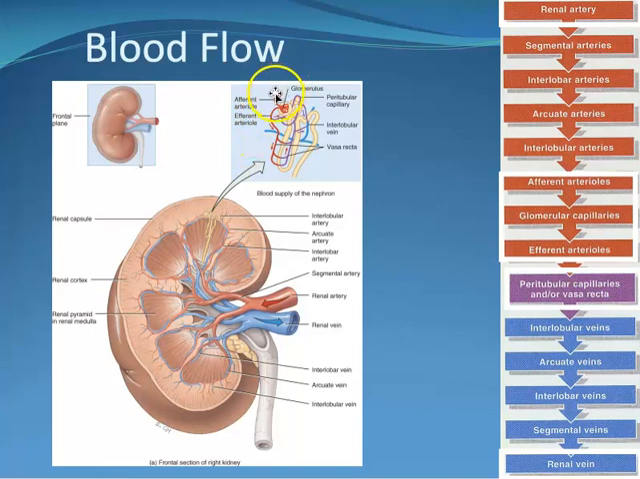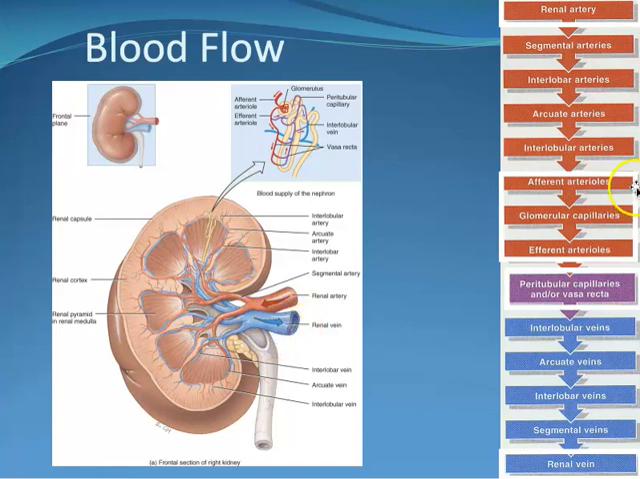These interlobular arteries will form, and I'm going to move up to this image, this afferent arteriole, which will go into this little ball-like capillary called the glomerulus, or glomerular capillaries. It leaves as an efferent arteriole. That efferent arteriole will branch to form peritubular capillaries, as well as something called the vasa recta. Those are in slightly different portions of the nephron, but ultimately they will come together into an interlobular vein, which then goes into an arcuate vein, into an interlobar vein, into a segmental vein, into the renal vein.